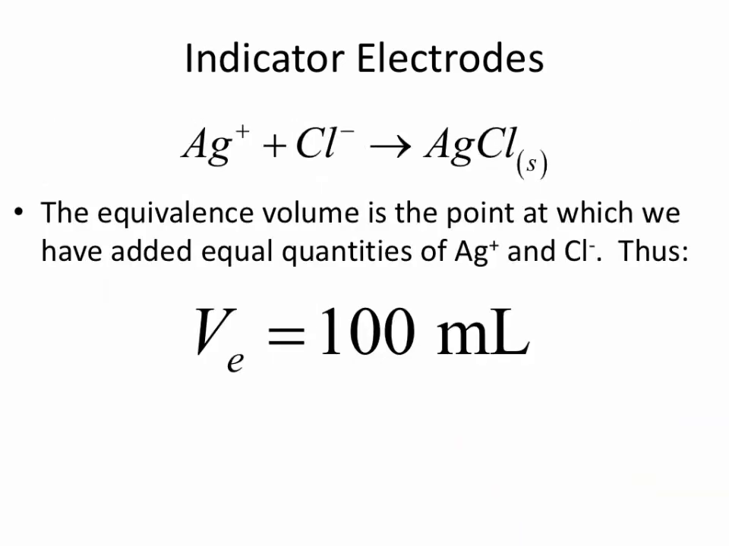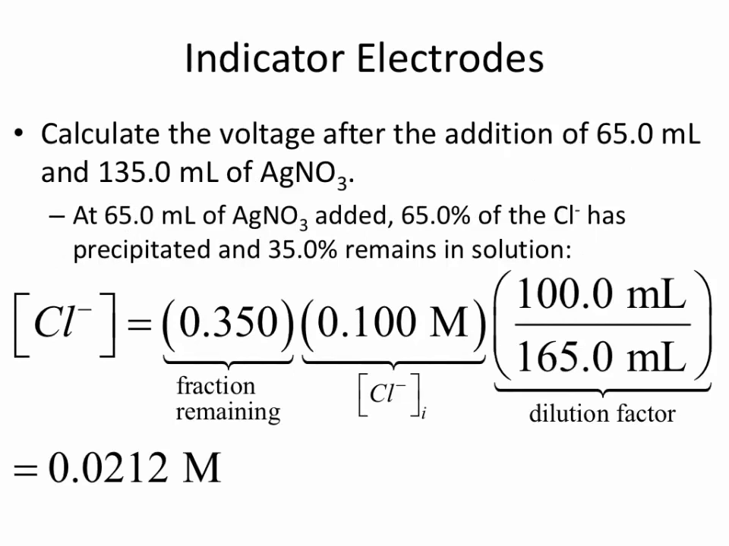So the equivalence volume is the point at which we have added equal quantities of our silver ion and our chloride ion. And thus, the equivalence volume would be 100 milliliters. So let's say we want to calculate the voltage after the addition of 65.0 milliliters, and then again after adding 135 milliliters of our silver nitrate. Well, first, let's look at the 65 milliliters.